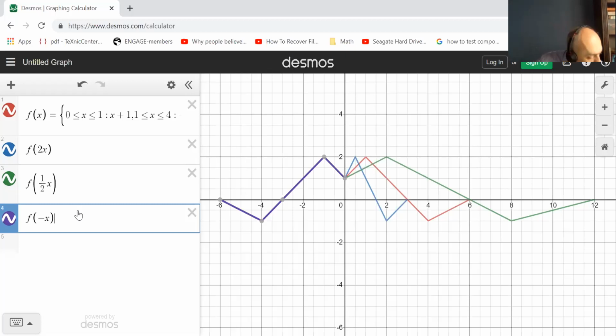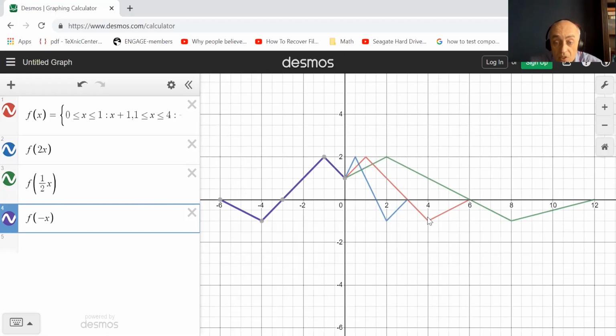I'm sorry, negative, was it? Oh, sorry about that. F of negative x gets flipped over around the y-axis. It's negative x; I was looking at negative f of x. All right, so this gets flipped over.